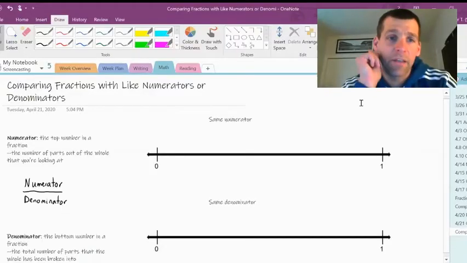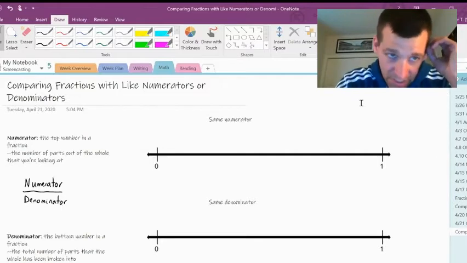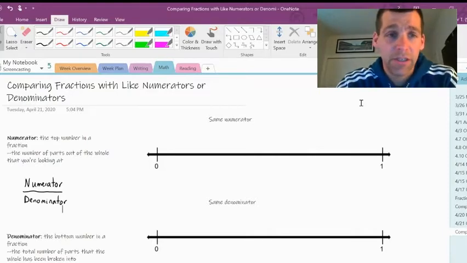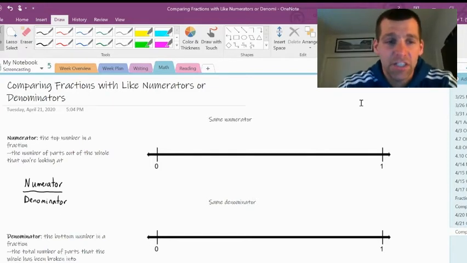Talk today about how to compare fractions that have like numerators or like denominators, meaning they have either the same numerator and a different denominator, or the same denominator and a different numerator. We'll start with the part with the denominators.